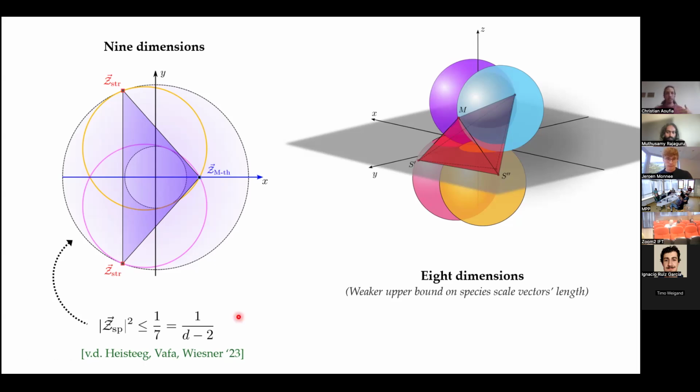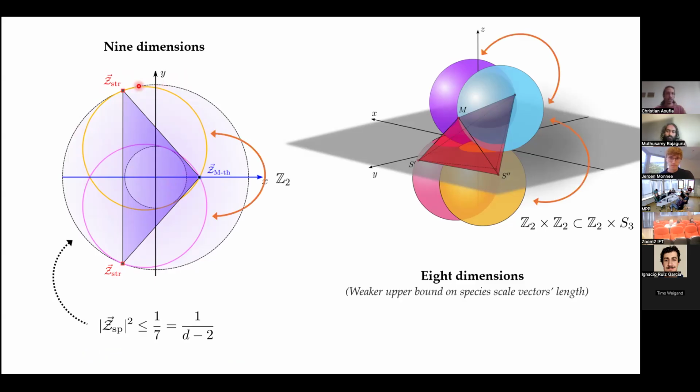Nonetheless, one can play the same game. So again, plot the Laplace constraints, which in this case would be circles, and plot them for every duality frame. So in the 9-dimensional example, the Laplace circles are given by this yellow and pink one, and they are related by a Z2 transformation.